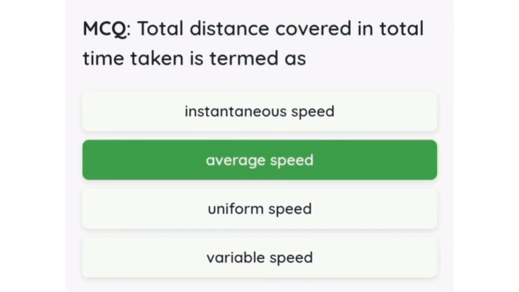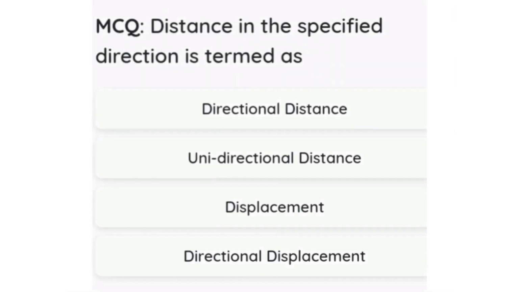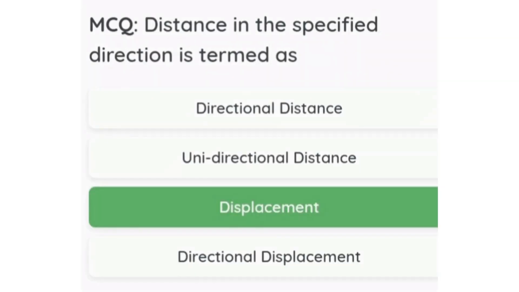So let's get started with the first MCQ: total distance covered in total time is termed as instantaneous speed, average speed, uniform speed, or variable speed. So the answer is average speed. And the second: distance in the specified direction is termed as directional speed, unidirectional, or displacement. So the right answer is displacement. Any kind of distance in a specific direction is called displacement.